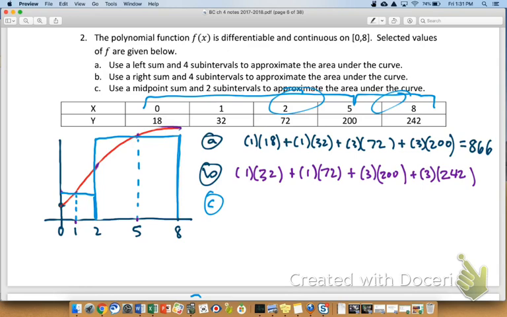So I'd have to rethink that and say, well, I can't use those as my subintervals. Hopefully, eventually I'd say, well, what if I did 0 to 2? Oh, look, there's a midpoint of that. What if I did 2 to 5 as my other one? Look, there's a midpoint of that.